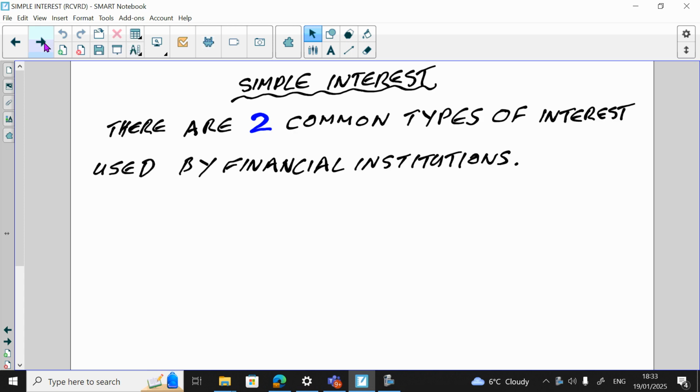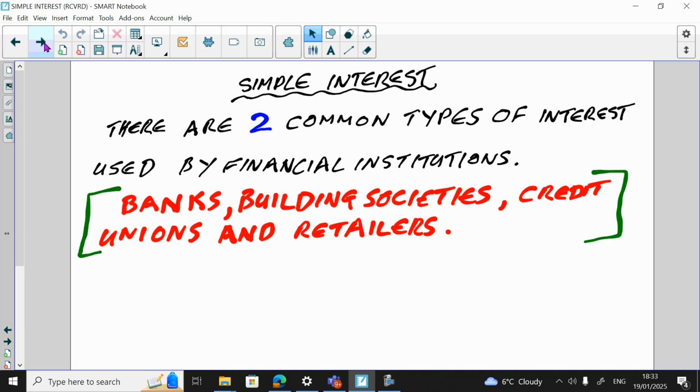And there's two types of interest used by certain institutions. So these are banks, building societies, credit unions, and retailers. That means shops, whatever you take, you can afford to pay it at a time. And they just say, look, I'll do you a 12-month deal or whatever. I'm sure you're familiar with that. So, like Amazon, things like that.